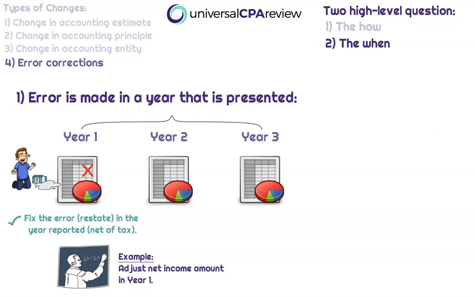Okay, so let's say, for example, that the error results in an overstatement of net income. Because we're reporting the year 1 financial statements and the error was made in year 1, we would simply make an adjustment to the net income amount in year 1. Okay, so no adjustment necessary to beginning retained earnings. We're simply restating the financial statements.